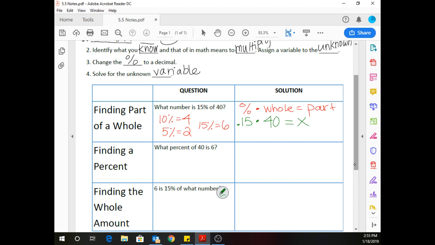So now, if we multiply this out, 0.15 times 40 is going to give us 6 equals x. You can solve it that way too, if you like to take the percentage, multiply by the whole, and it will give you the part. Both ways are great. Everybody with me so far? Okay, this is where it gets tricky and you're not going to be able to use your 10% rule or your 5% rule. So let's get to those.